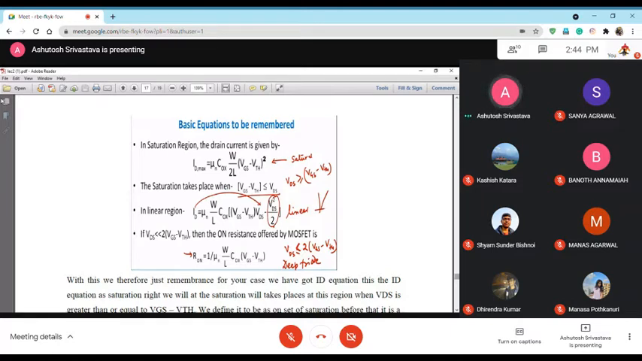The second one is the current in the linear region, which is ID is equal to mu n W by L Cox VGS minus VT, which is overdrive, and here there is a role of the drain source voltage too. So as you keep on increasing, it increases with the drain source voltage.